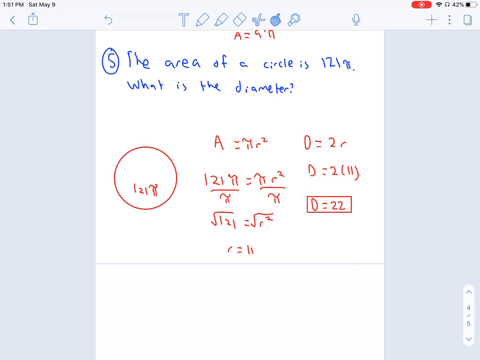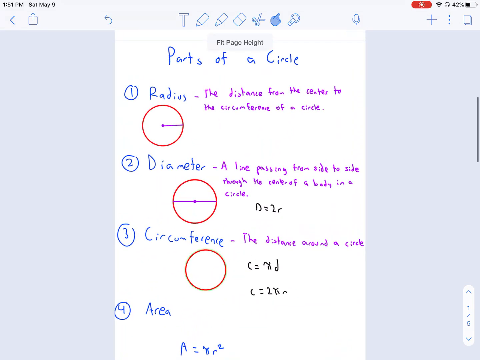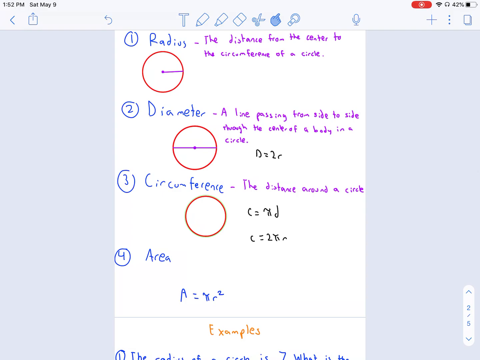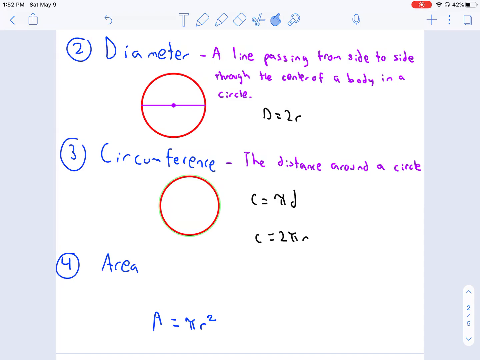So just to go over all of this, we found the radius, the diameter, the circumference, and the area of a circle. Just to review, the radius is the distance from the center to the circumference of a circle. It is 1/2 of the diameter, and the formula would be d is equal to 2r. Diameter is the whole thing, and then the circumference is the distance around a circle. So the green part again is the circumference.